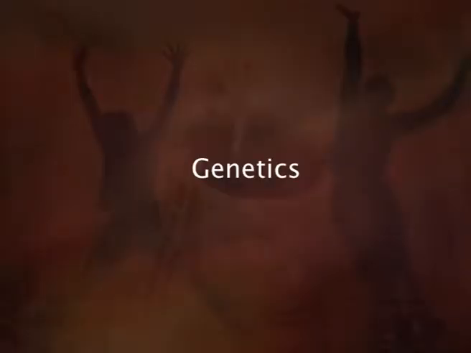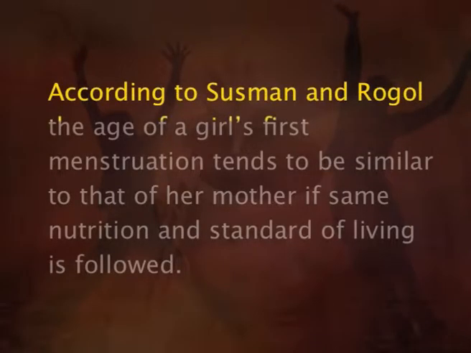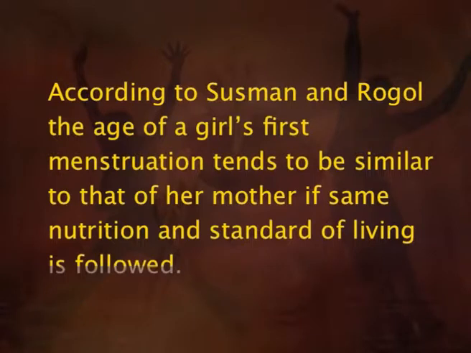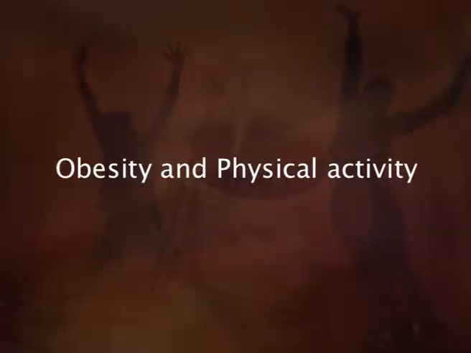The third influence is that of genetics. Children's age of puberty is also influenced by their parents' age of achieving puberty. According to Sussman and Rogol, the age of a girl's first menstruation tends to be similar to that of her mother if the same nutrition and standard of living is followed. The fourth factor that influences puberty is obesity and physical activity.